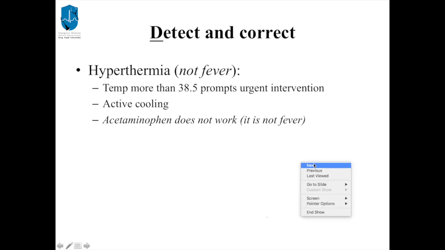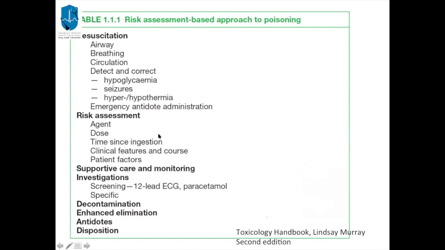Okay, so this is a summary of what we said. We need to resuscitate the patient, treat their hypoglycemia, treat their seizure, correct their temperature, and then administer an antidote if you know an antidote. Make sure that you do proper risk assessment when you see these patients. I'll tell you why.